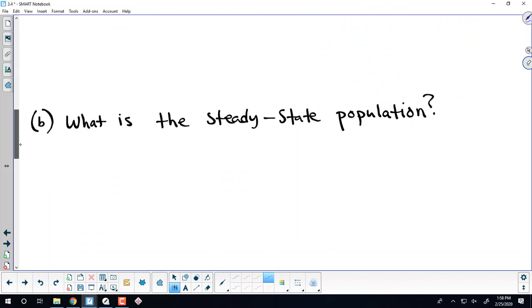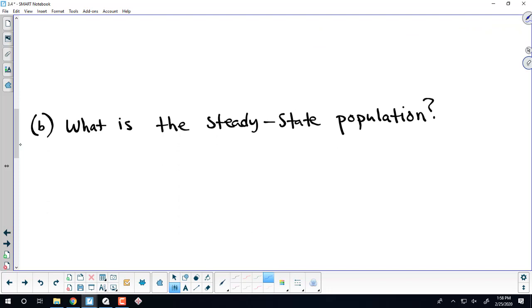Okay, so another frequent question with these types of things, what is the steady state population? And I don't think we've ever talked about this. The idea of a steady state, whatever you're measuring, just means, does it approach a specific number after a certain amount of time? So what that means is we're going to compute the limit as t approaches infinity.